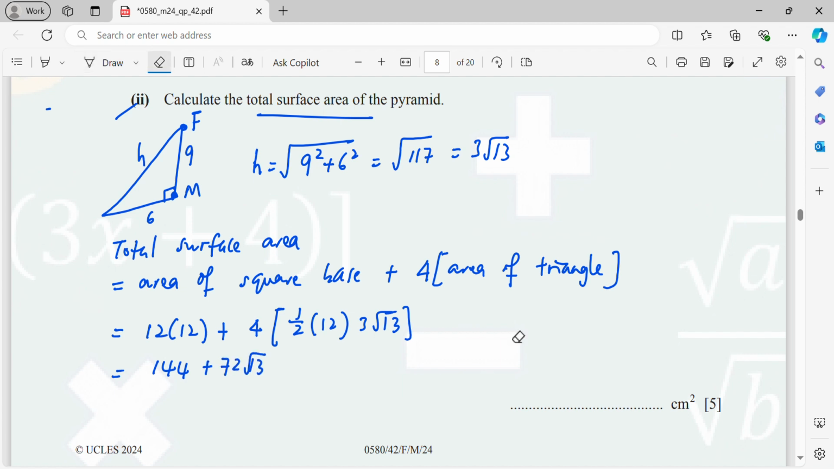And then the final answer will be 403.5997. Now, final answer correct to 3 significant figures. So you refer to the 5 and round up. So that will be 404. So this is the answer correct to 3 significant figures.